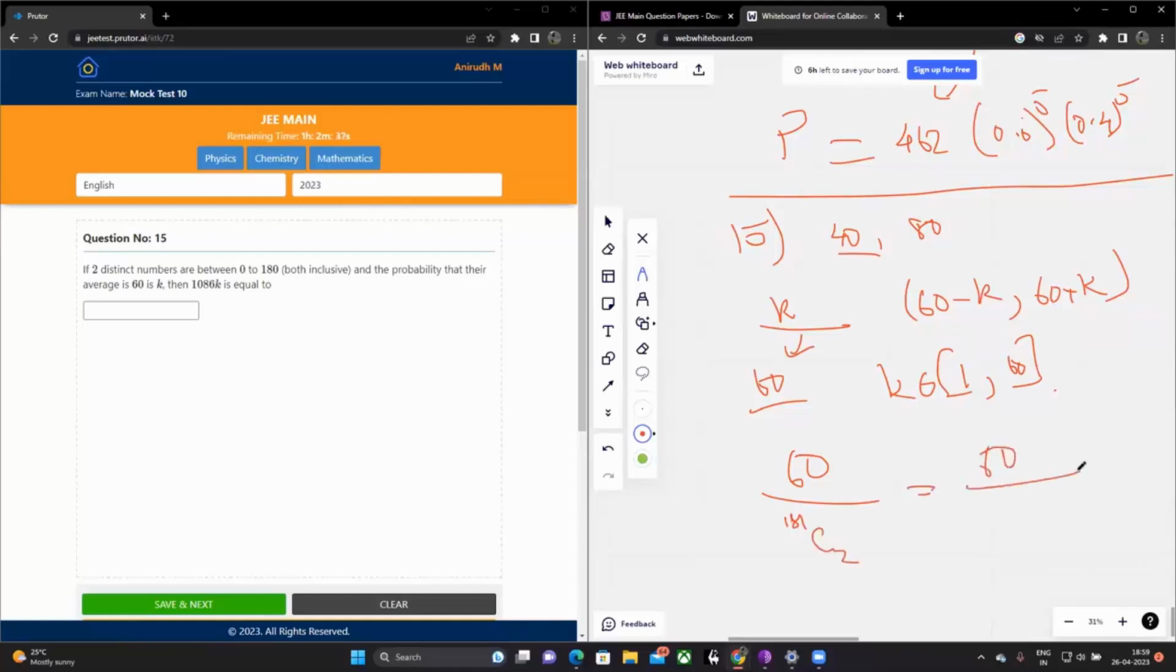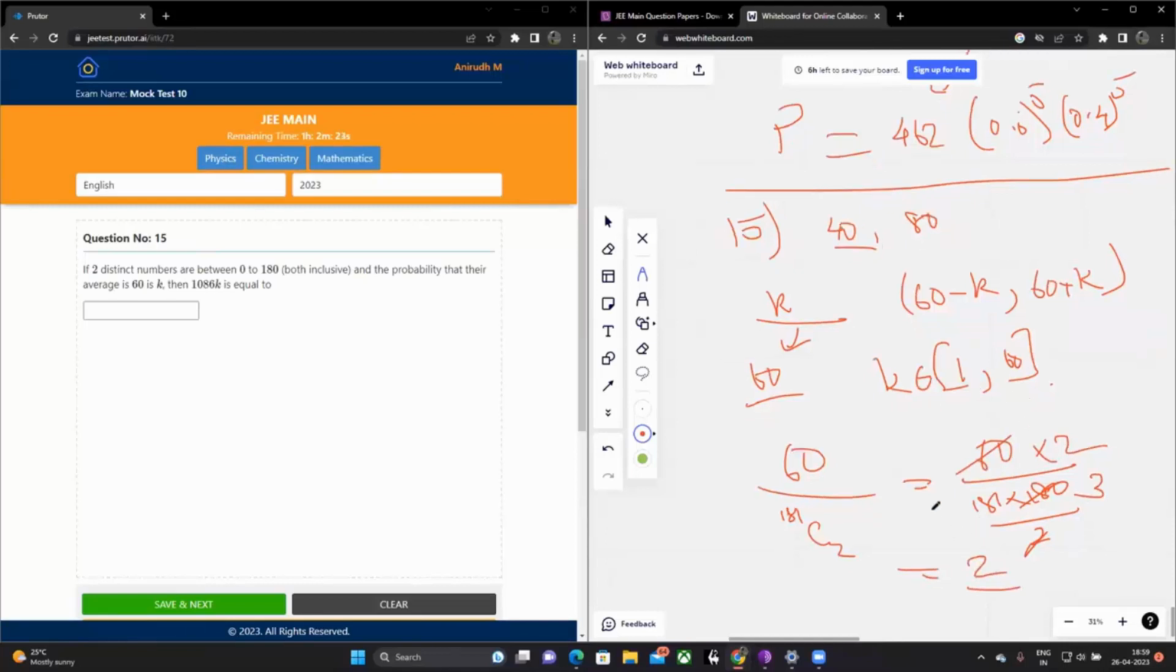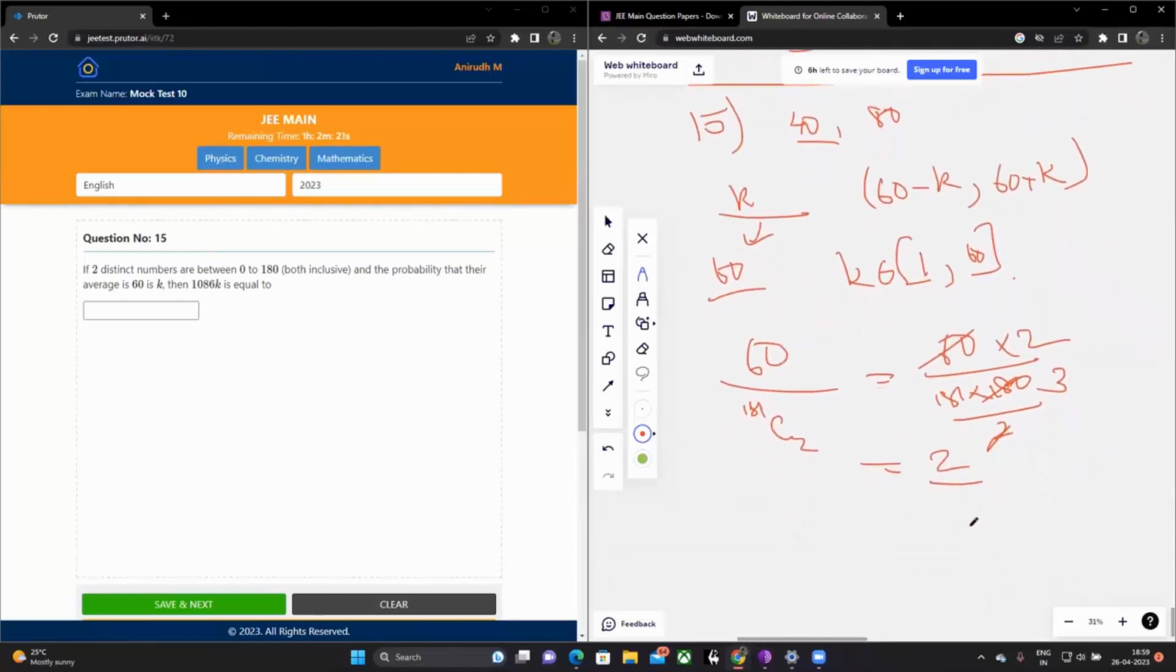Which is 60 divided by 181 into 180 divided by 2. And this is, wait, I'll just make this 2 here. 60 and 180 goes 3 times. And so you are left with 2 divided by 181 into 3, that is 543, right? 1086 is 543 into 2. So basically you are asked for 2 times of 2.